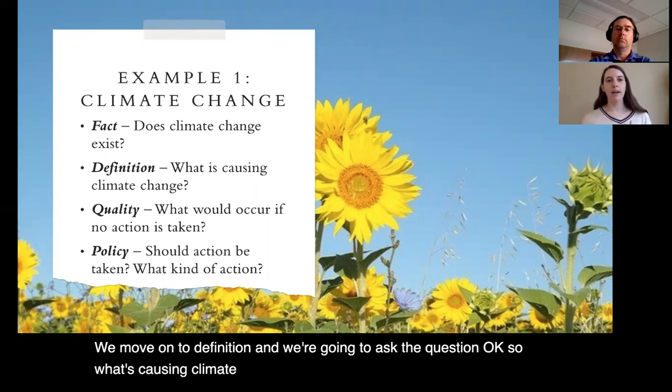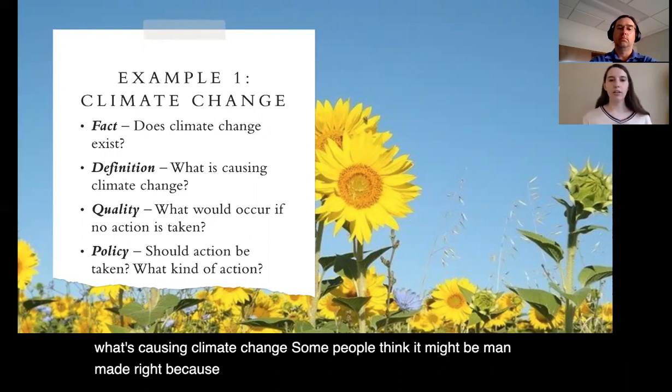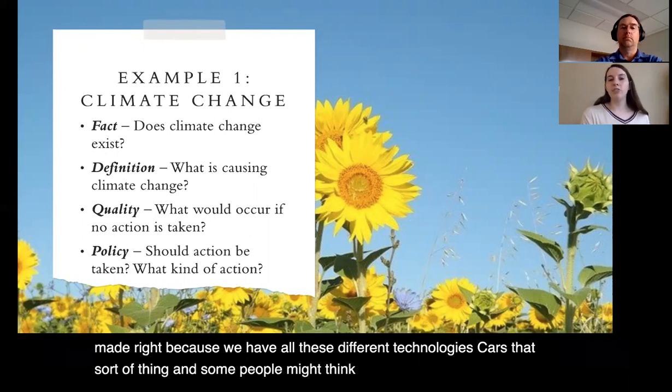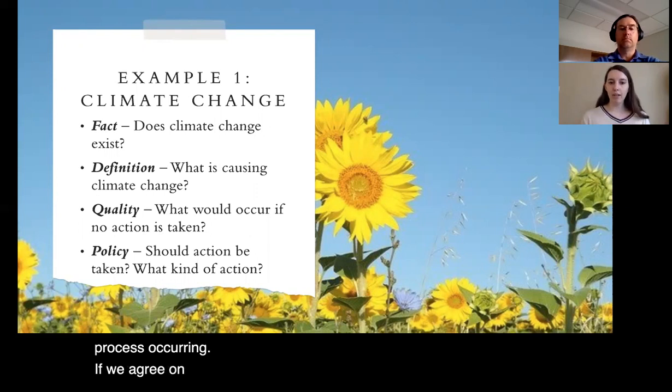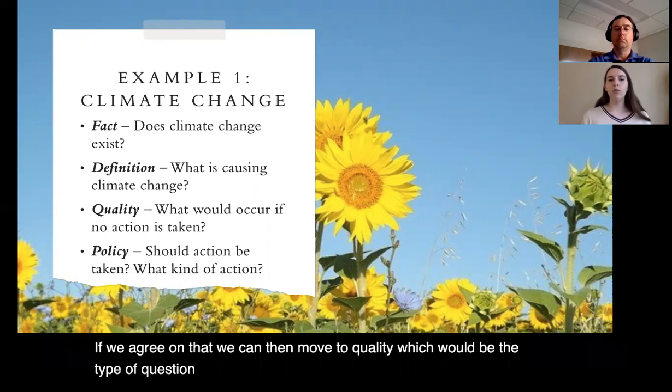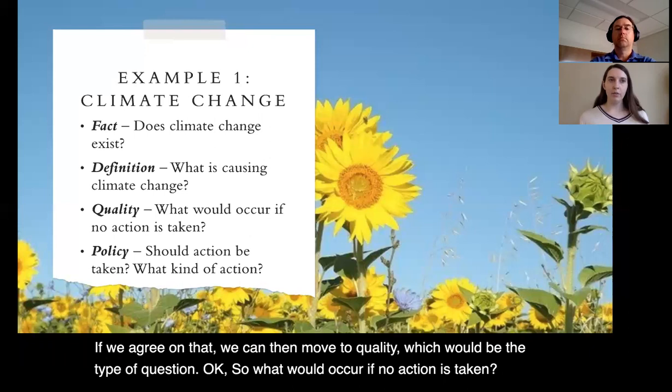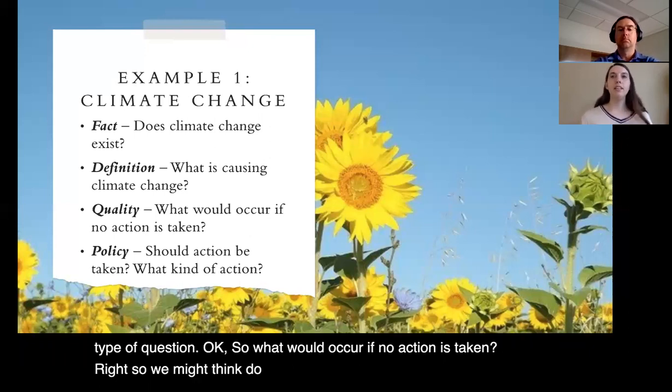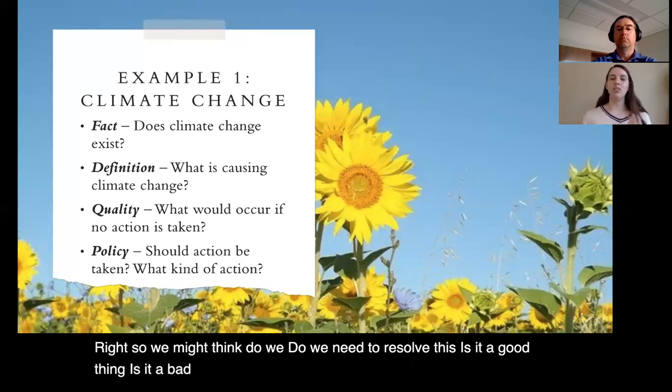Some people think it might be man-made, right? Because we have all these different technologies, cars, that sort of thing. And some people might think that it's just a natural process occurring. If we agree on that, we can then move to quality, which would be the type of question like, okay, so what would occur if no action is taken, right? So we might think, do we need to resolve this? Is it a good thing? Is it a bad thing? Should we just leave it alone? We're considering those sorts of questions.